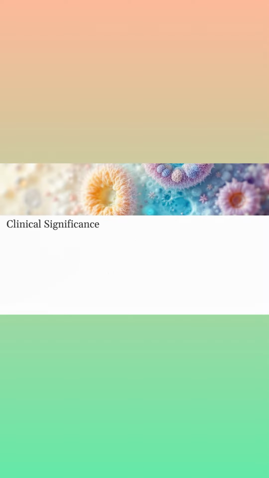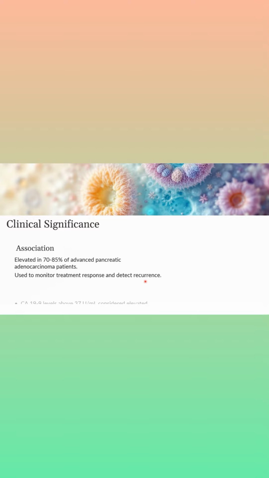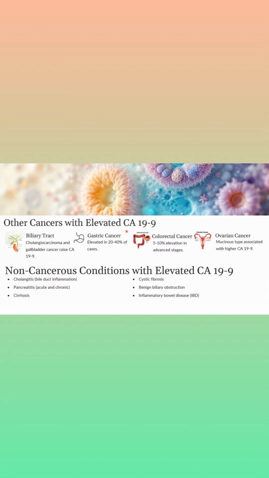So what is the clinical significance of CA 19.9? It is mainly associated with pancreatic adenocarcinoma, elevated in 70 to 85% of these patients, and in these patients it is used to monitor the response to treatment, for diagnosis, as well as to detect the recurrence of the tumor or the cancer. Levels above 37 units per ml are considered elevated. Limitations include that it is not effective in the screening of cancer.